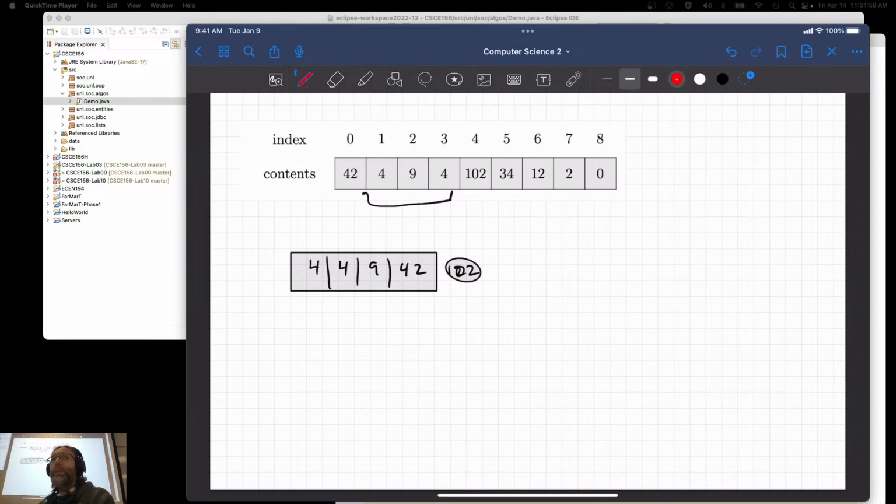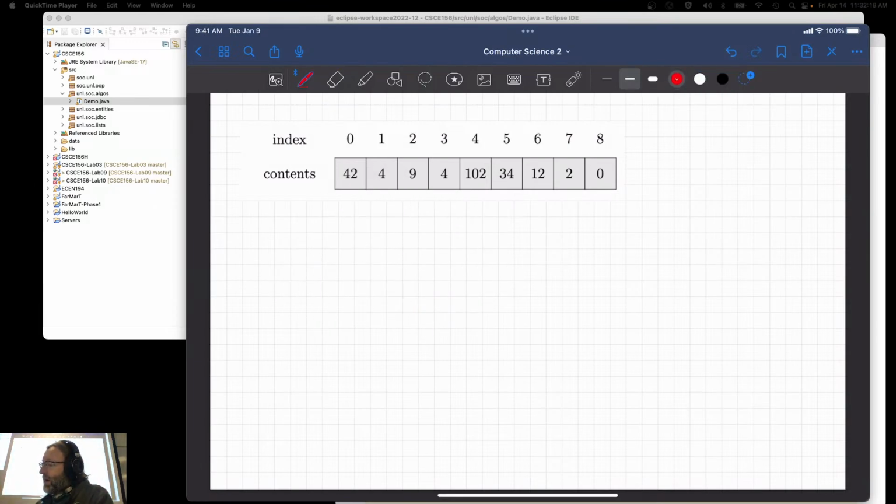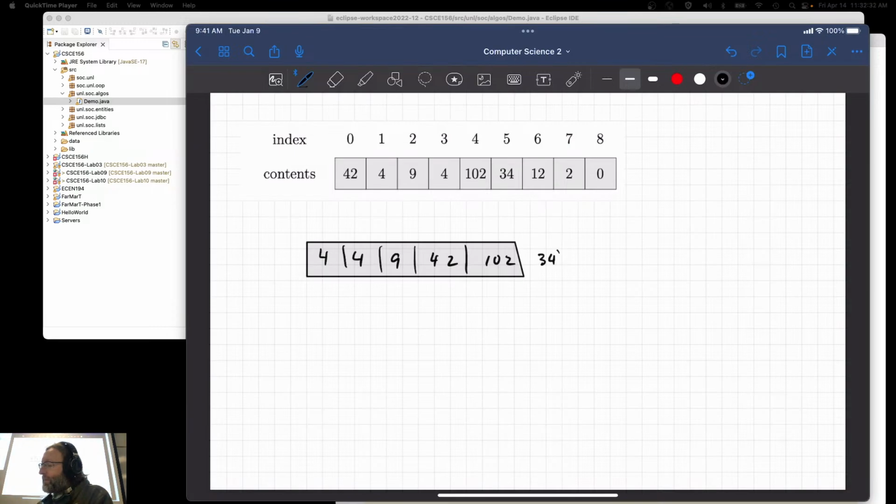How did I know that I didn't need to change its position? I simply compared it to what's right next to it. Knowing that the rest of this is already sorted means that I only had to do one comparison to see that it was where it needed to be. Now, there is a trade-off here. What if I were to look at the next value here? Let's suppose that we've got 4, 4, 9, 42, and 102 now. That's my sorted section of the subarray. And now I'm looking at 34. Is 34 where it needs to be? No.